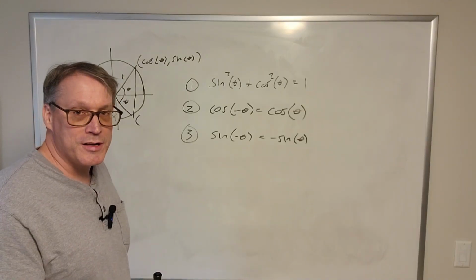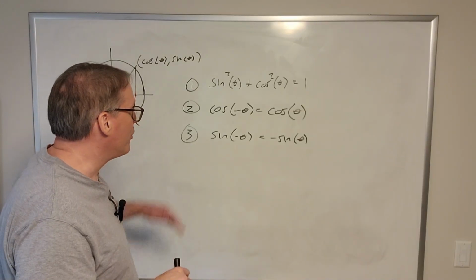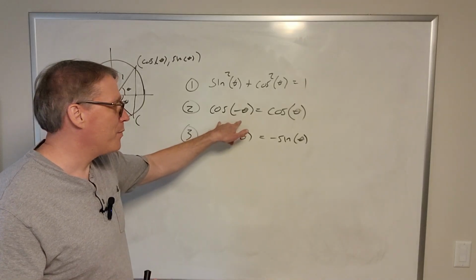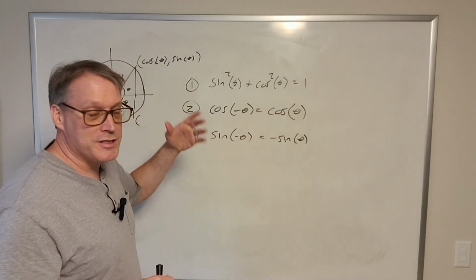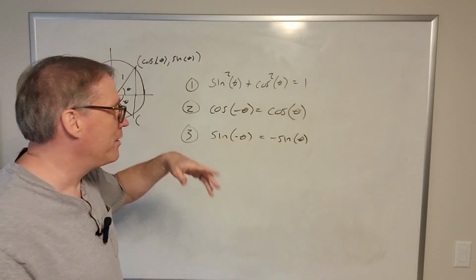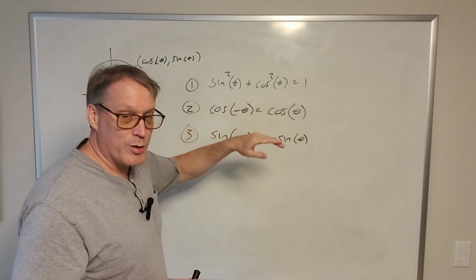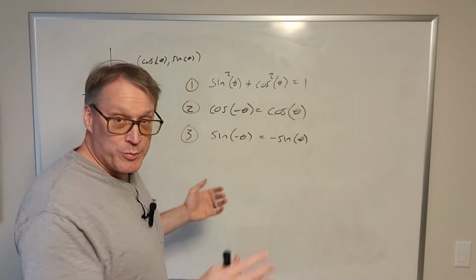There's lots of other examples I can give you, but I'm not going to do those here. Just if you know these three and you see something with a cosine of minus theta, you know that's the same thing as cosine of theta. If you see something with sine of minus theta, you know that's a negative sine of theta. Also know sine squared of theta plus cosine squared of theta is 1. You should be good to go.